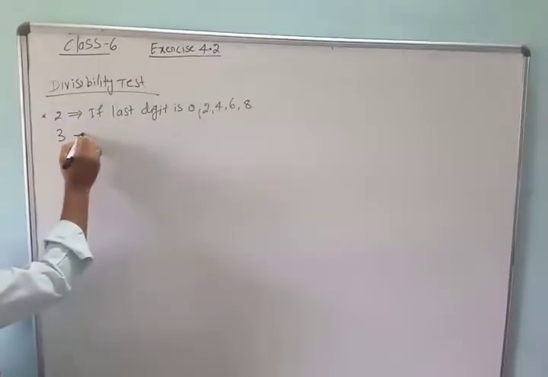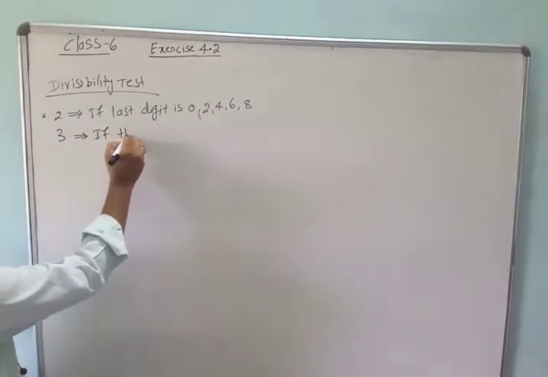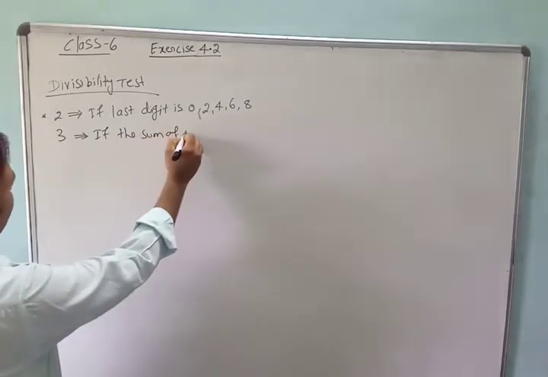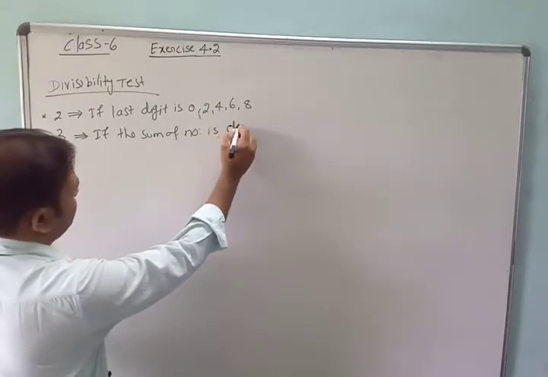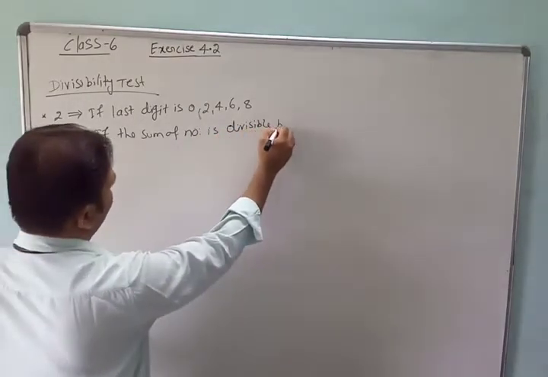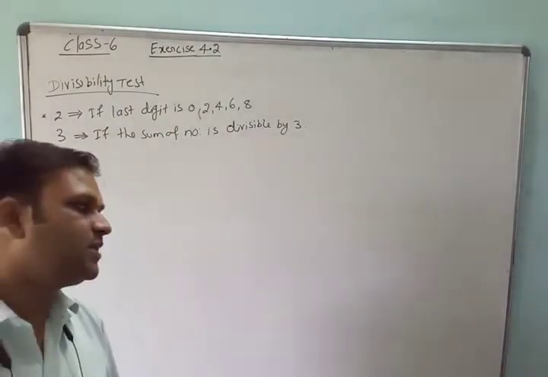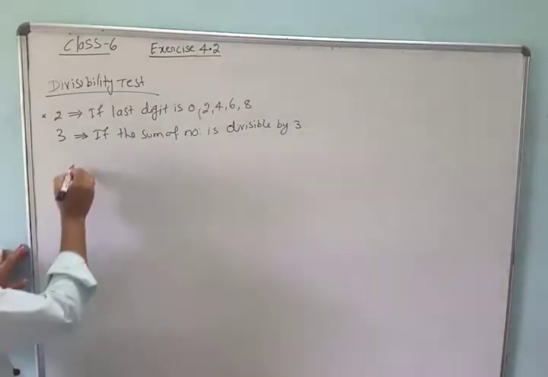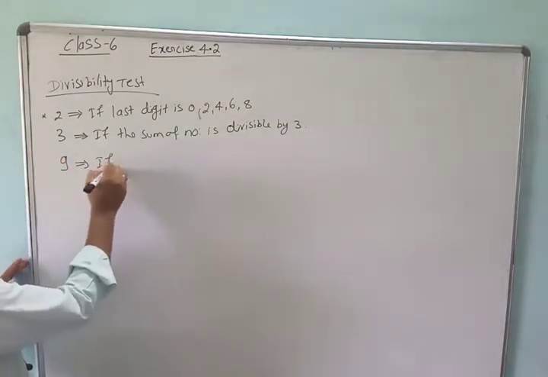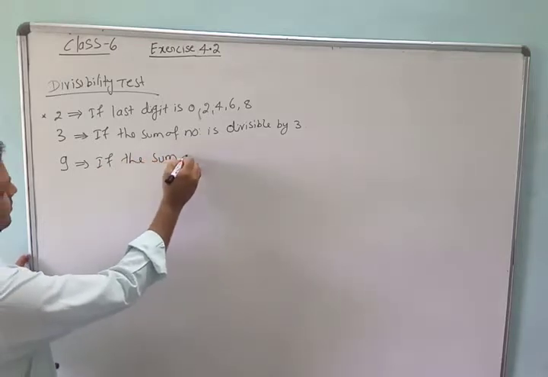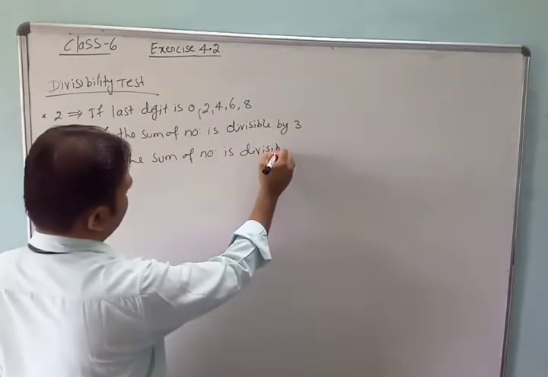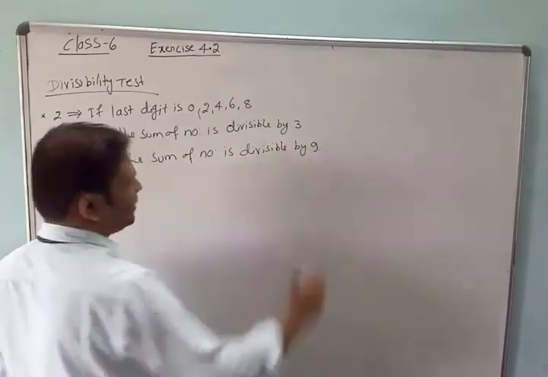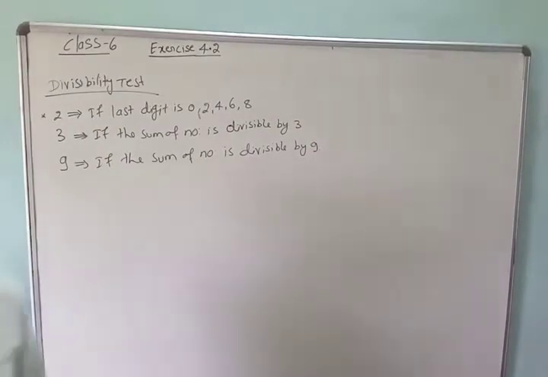Next, if the sum of the digits of the number is divisible by 3, then we can say that the number is divisible by 3. Next, if the sum of the digits of the number is divisible by 9, then we can say that the number is divisible by 9.